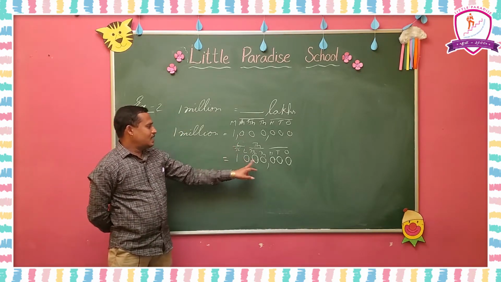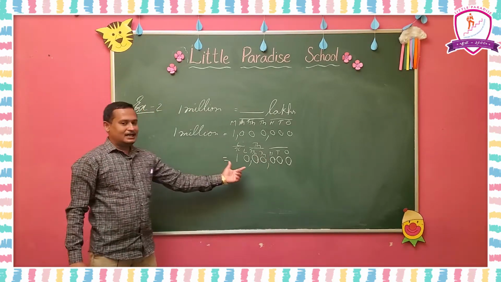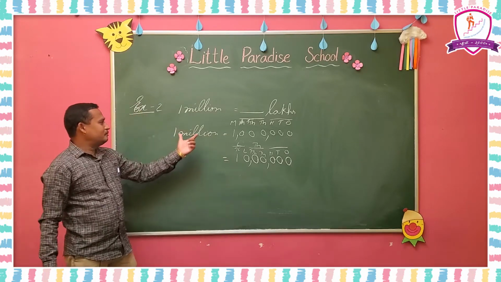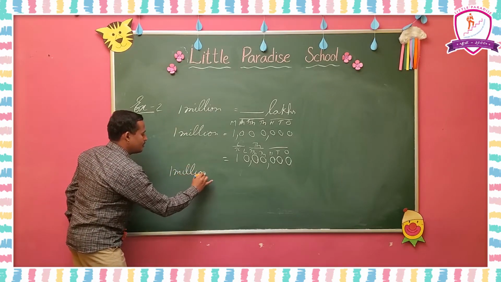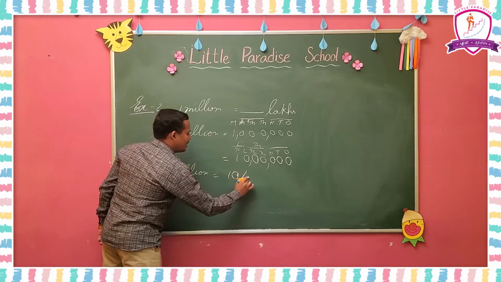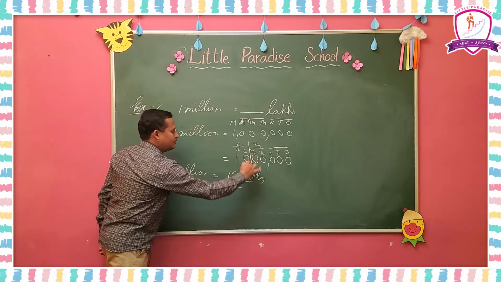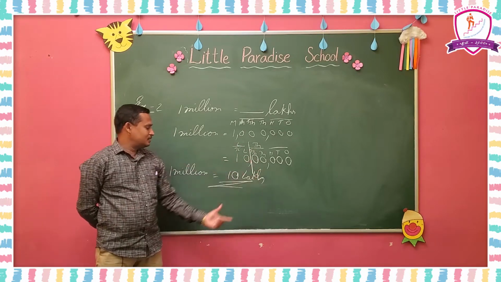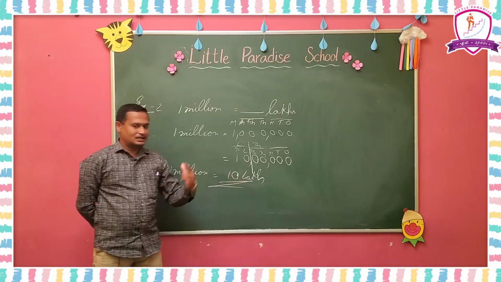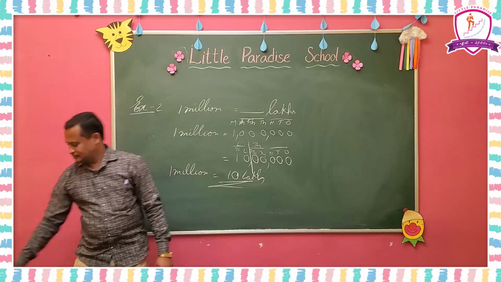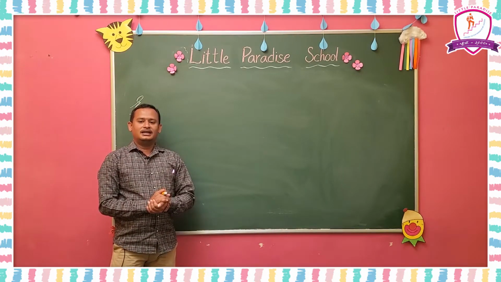10 lakhs. Here, 10 lakhs. So how many lakhs are there in 1 million? 1 million is equal to 10 lakhs. You have to write it like that. Listen, you have to cut the number after lakhs. After lakhs, how many? So how many lakhs are there in the question? There are 10 lakhs. Understood? Next.